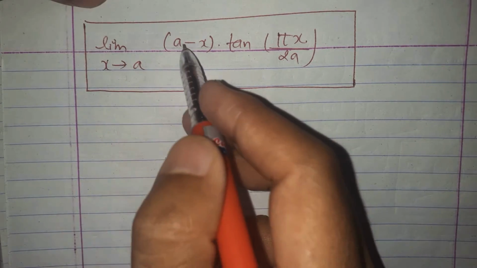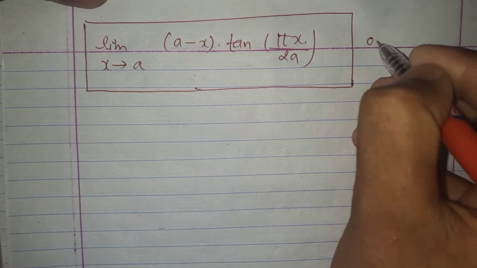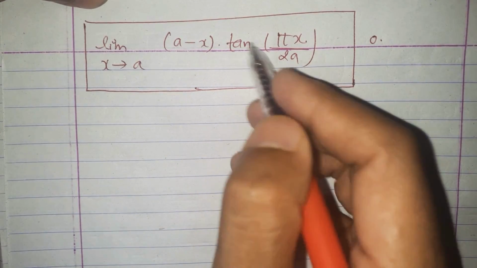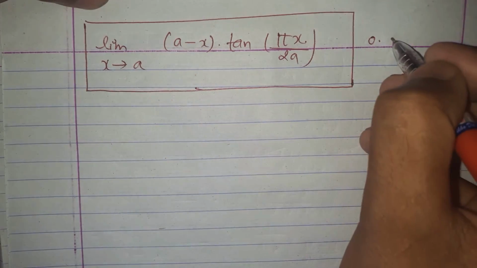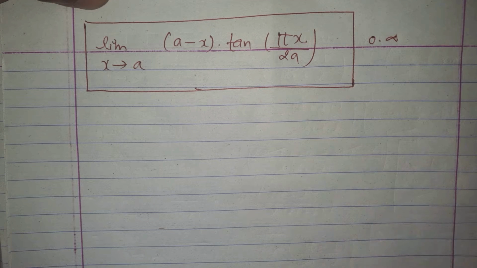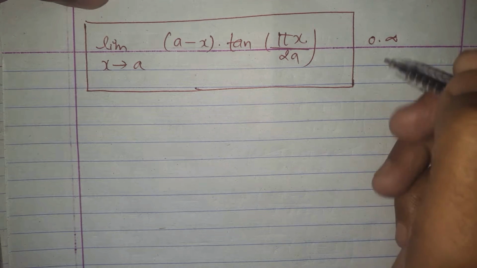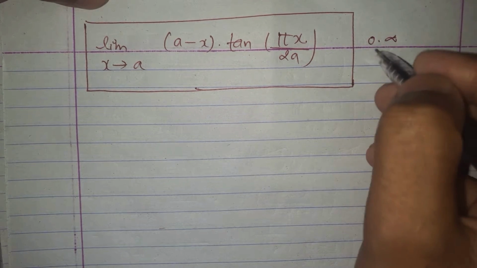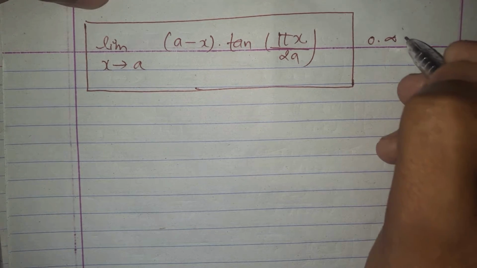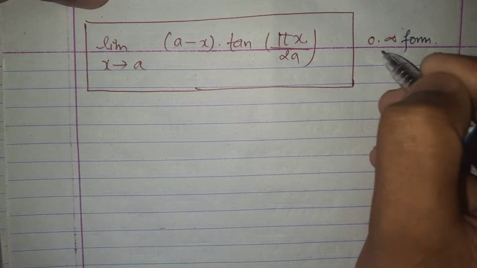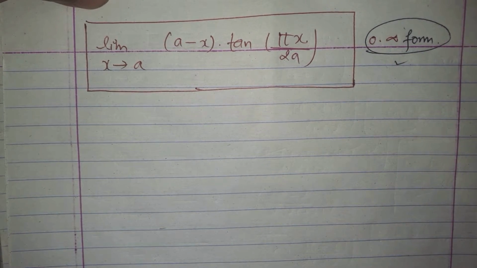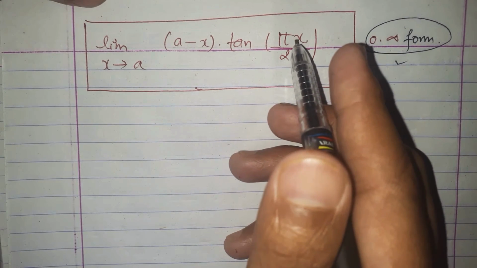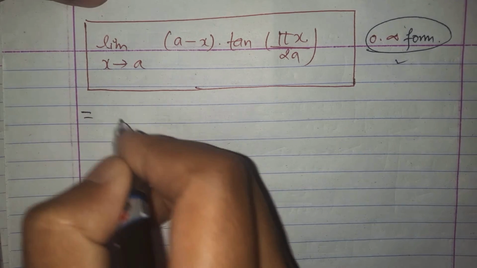When x tends to a, this expression will be 0 times, and inside this tangent function there will be the form infinite, so 0 times infinite. And remember, very important point, 0 times infinite is an indeterminate form in mathematics. So we have to do extra things for the calculation of the limit of that function. Let's simplify this function.